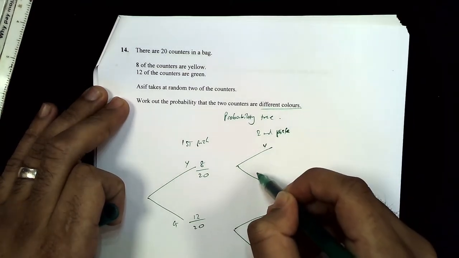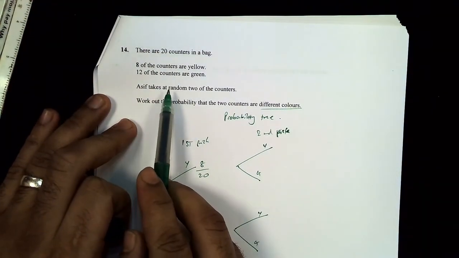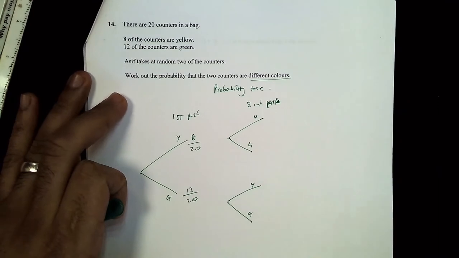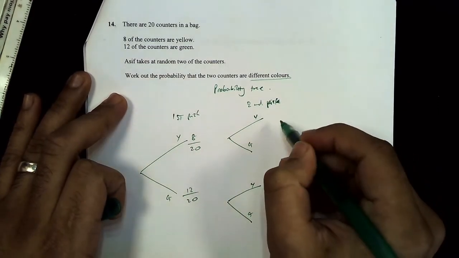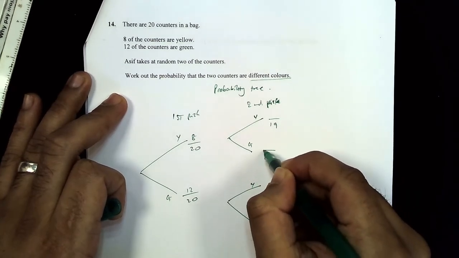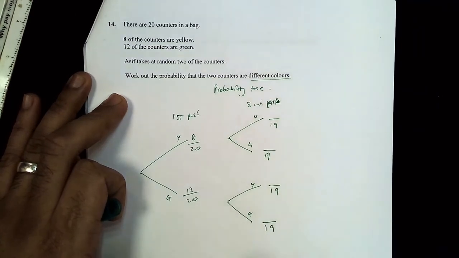Now again, you've got yellow or green. Now, because it says he doesn't replace them, it's really important here, it doesn't talk about replacing these things. So the denominator is not 20 anymore. If I took a yellow one the first time, all the denominators are going to now be 19. If I took a green one, again, the denominator is going to be 19 now, because there's only 19 left.